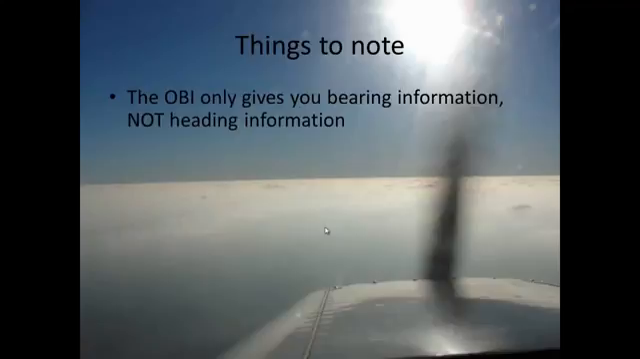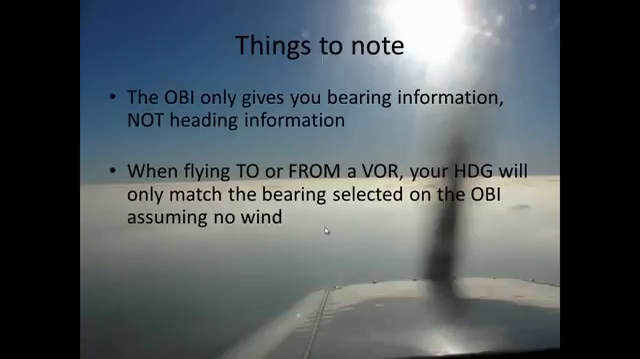The heading that you need to fly to a VOR or from a VOR is purely wind dependent. If there's no wind, then your heading will match the bearing that the OBI states. If you do have a wind of any strength, unless it's extremely light, then your heading will not match the bearing. That's something you need to take into account. Again, part 2 of my video, I demonstrate that moderately well. Kind of repeating myself here. When flying to or from a VOR, your heading will only match the bearing selected on the OBI, assuming no wind. Sorry to repeat myself, but it is actually very important, as you'll see from part 2.